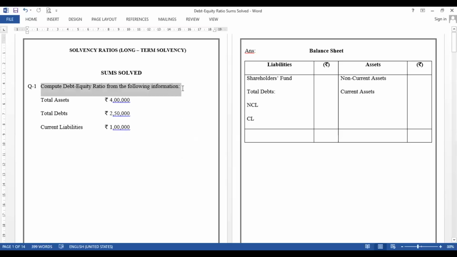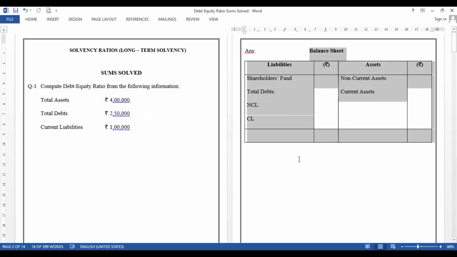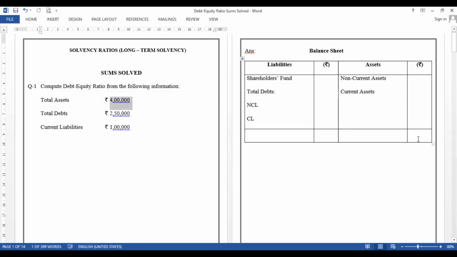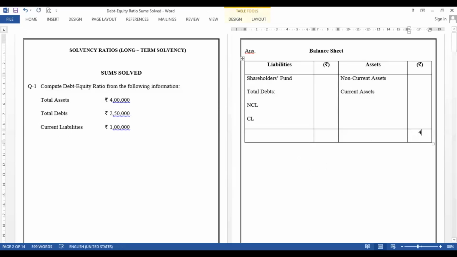The information given to us is total assets, total debts and current liabilities. You can see that I have prepared a balance sheet again in the T shape. Let us place the values. Total assets can be seen as rupees 4 lakh. And we all know that the total of assets and total of liabilities will be same. So total of assets and total of liabilities is 4 lakh.